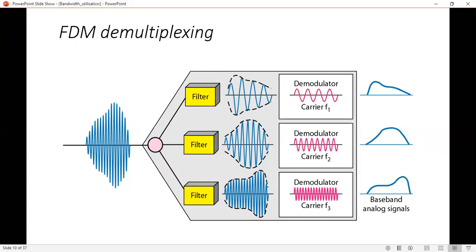Then the demodulator will remove the carrier frequency from each modulated signal, that is carrier frequency 1, frequency 2, and frequency 3 are removed from each of these modulated signals, and then you have the resulting analog signals.